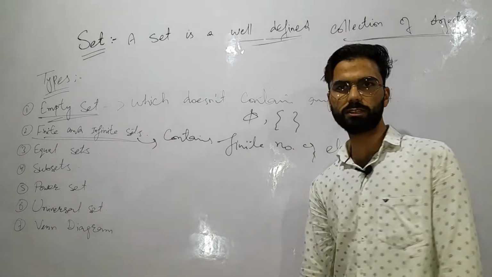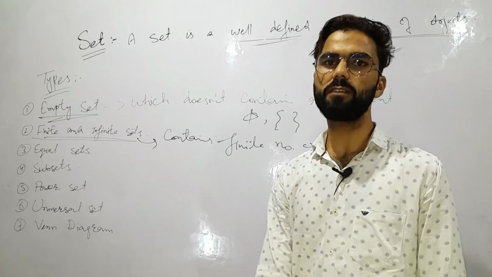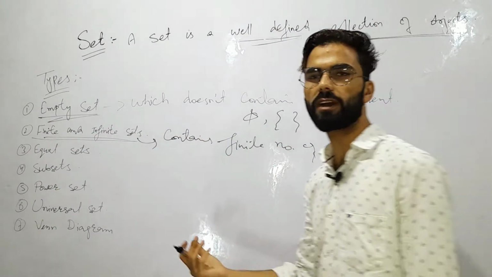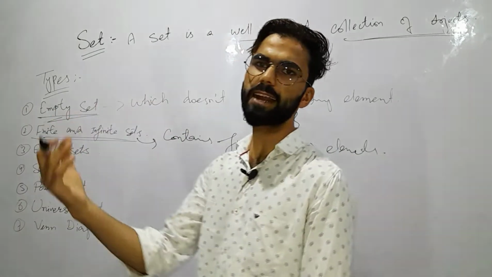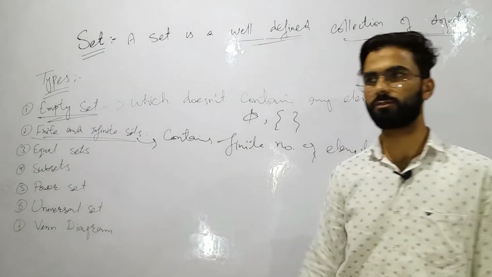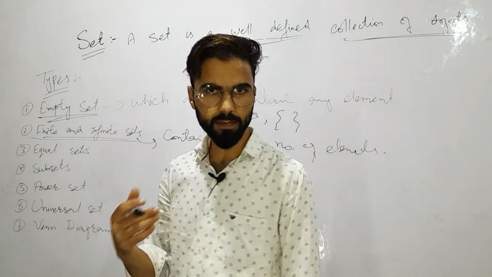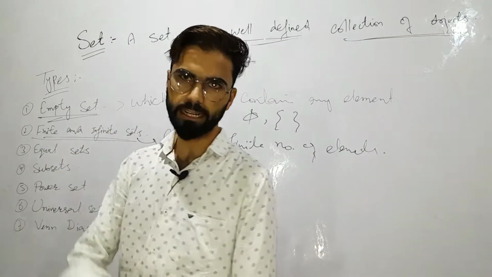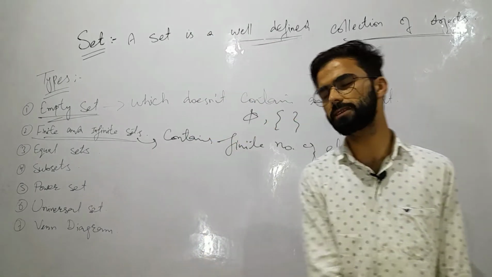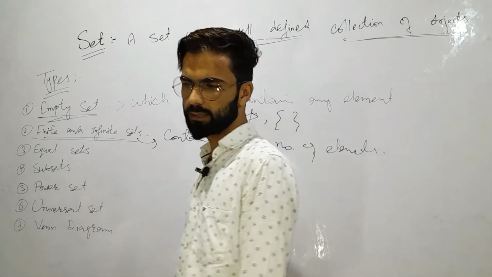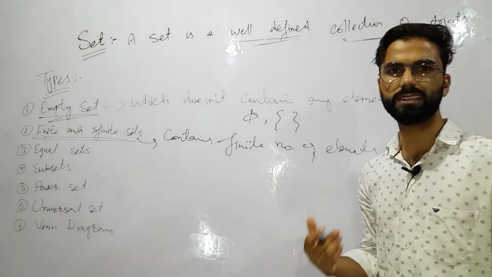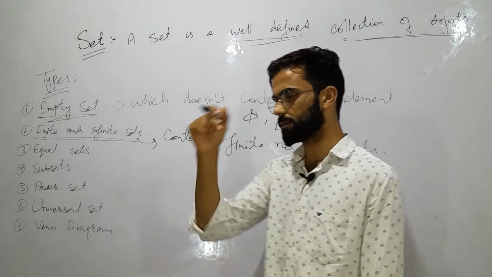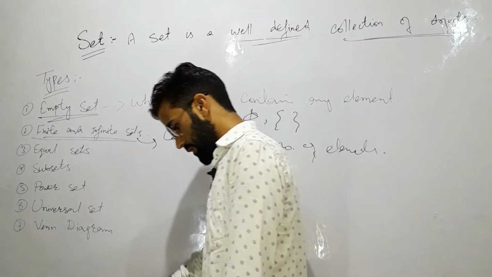So finite sets are those sets which contain a finite number of elements. A set which is not finite is infinite. Infinite sets are those sets which contain an infinite number of elements. For example, set of natural numbers, set of even numbers, set of whole numbers, set of integers, set of real numbers. These sets are infinite. These are not finite.